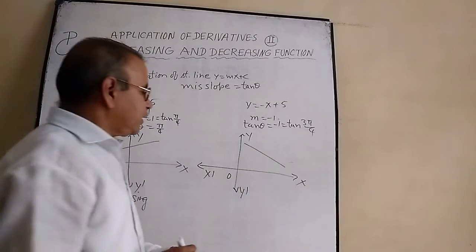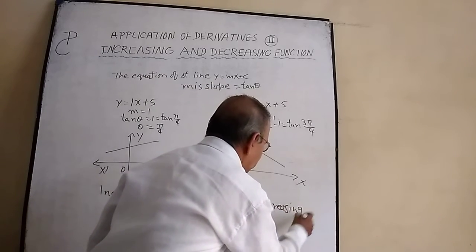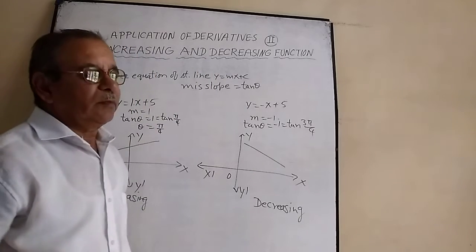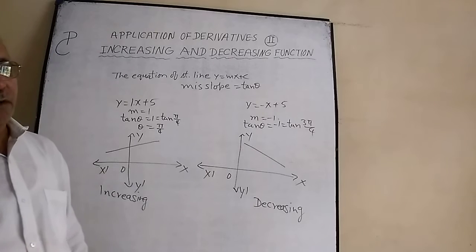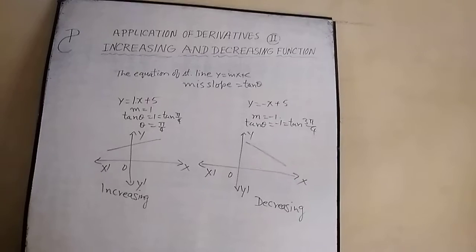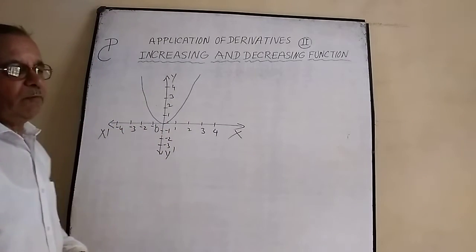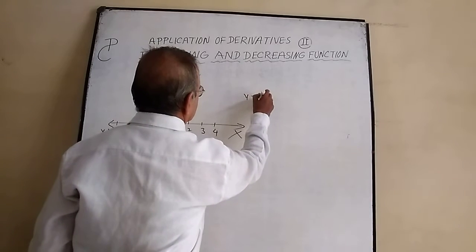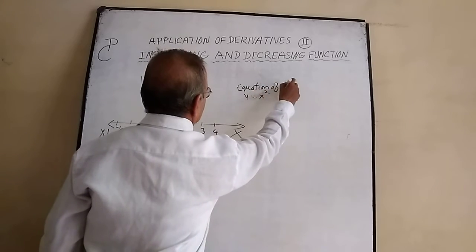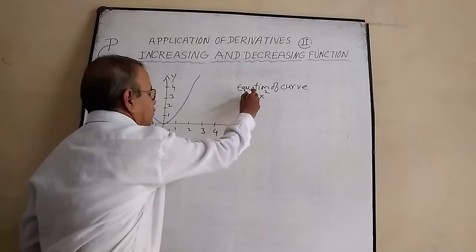But for increasing and decreasing functions, we also have to discuss some different types of graph, and the best graph for this is a parabola or parabolic path. This is a parabolic curve whose equation we can say is y is equal to x square. Equation of the curve is y is equal to x square.